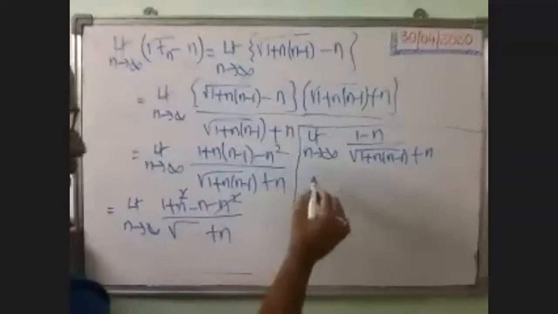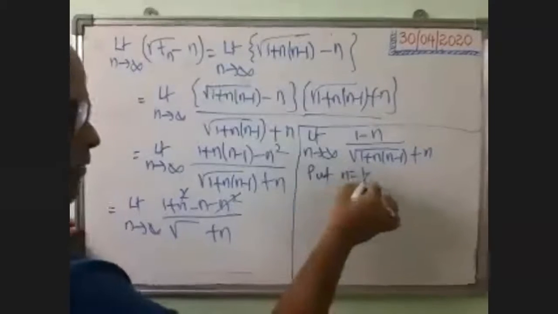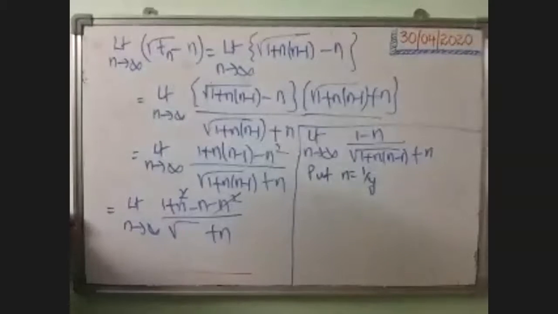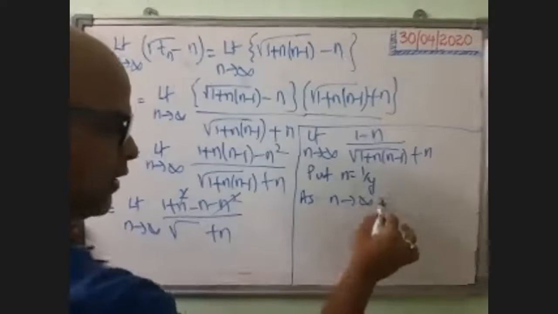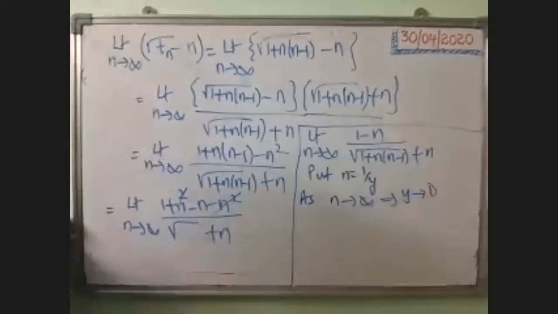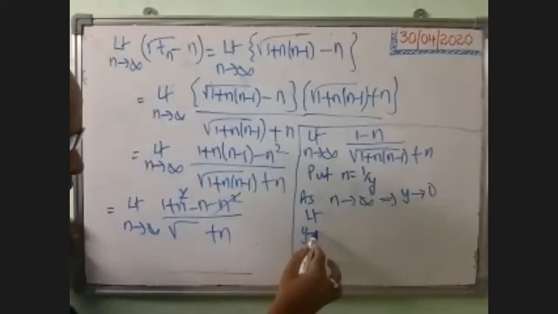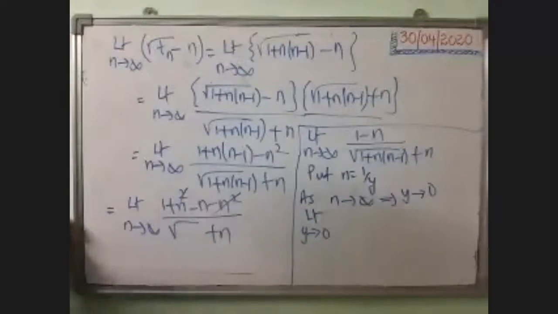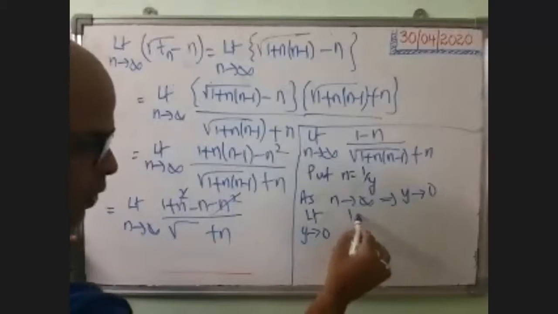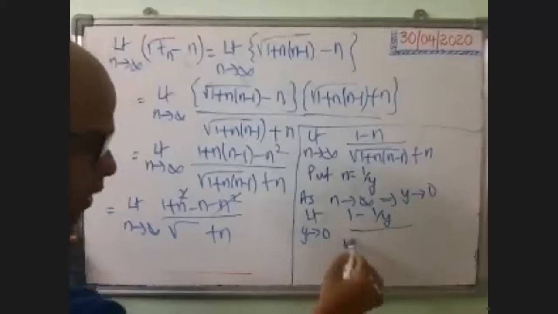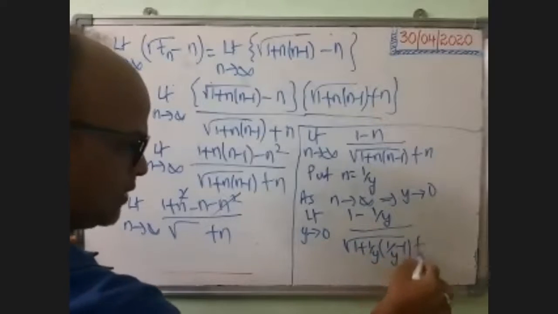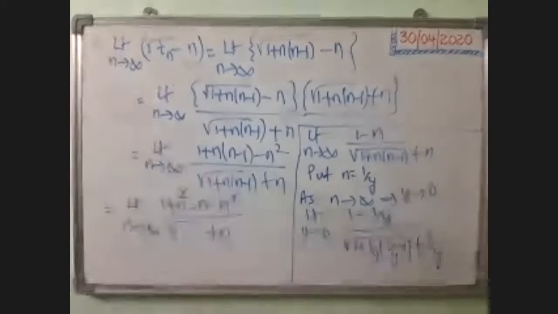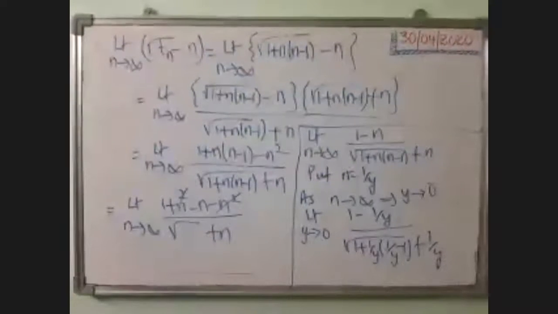What is that I have told earlier? Put n is equal to 1 by y. There is a specific method to solve the infinite limits. Put n equal to 1 by y. As n tends to infinity, y tends to 0. So you will be changing this infinite limit to a normal limit in terms of y. So what I'm getting now is limit y tends to 0 of 1 minus 1 by y, by root of (1 plus 1 by y) into (1 by y minus 1) plus 1 by y. Now you have to solve numerator and denominator taking LCM. Then you will be getting the answer. Please take it down. I will do the remaining part here.